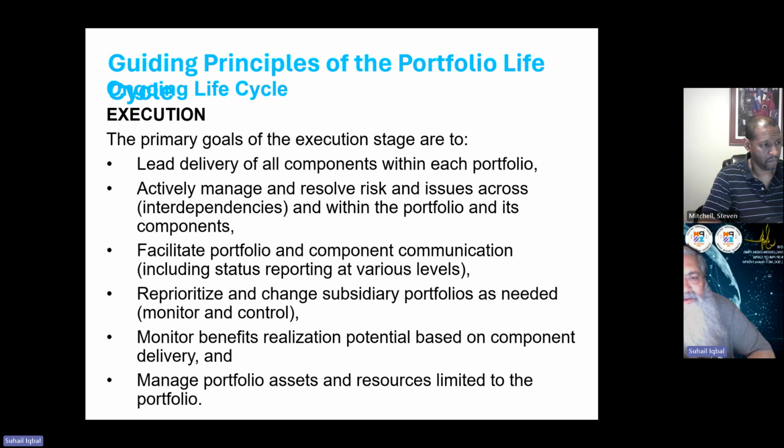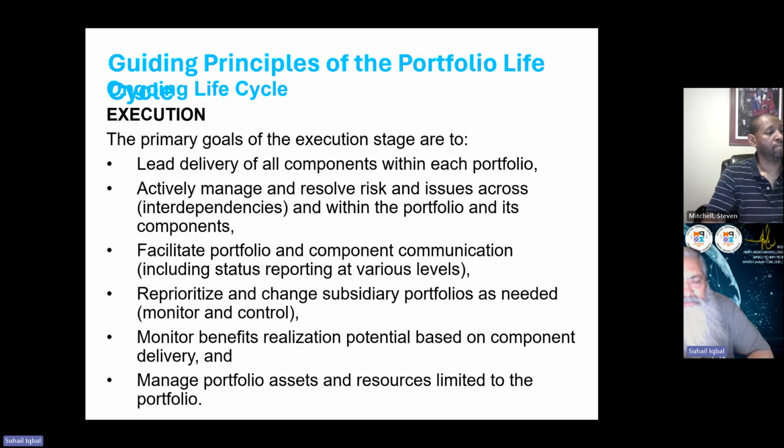So they will lead the component, they will actively manage and resolve the risks and issues, facilitate the portfolio and its component communication, reprioritize and change subsidiary portfolios as per the plan. That is the monitoring and control. Remember, monitoring and control in this case, in the portfolio, is at the heart of it. Initiation, planning, execution, and optimization, that is the cycle which is running. And in the heart of it, we are doing the monitoring and control.